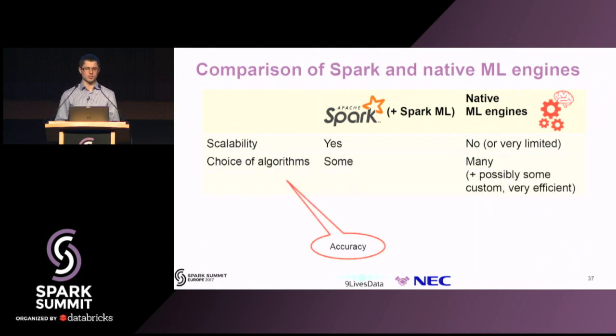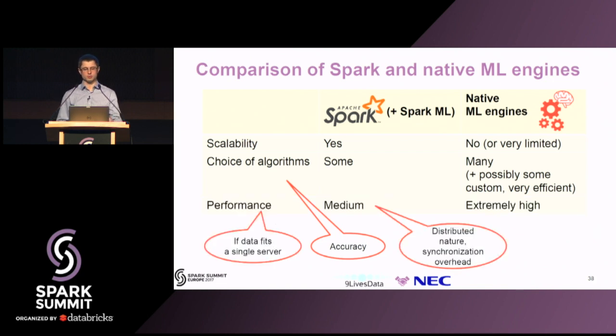And the second feature that we'd like to compare is a choice of algorithms. The more algorithms we can take, the higher accuracy we can get, as we can take the best algorithm, the best model. For this feature, we have some choice for Spark together with some distributed machine learning libraries. But as not everything is implemented in a distributed way, sometimes it's difficult to implement in a distributed fashion. On the other hand, we have many native machine learning algorithms, possibly some historical implementations also, or some custom implementations. Some of them are really very efficient.